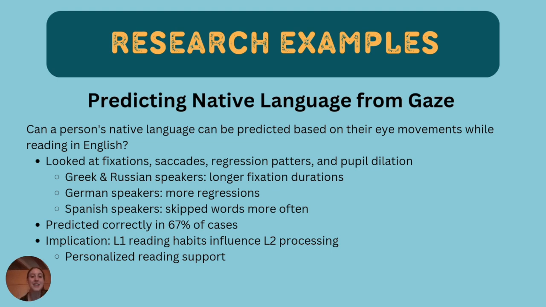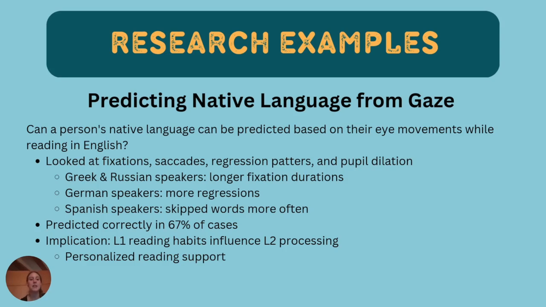So they looked at those things and they found, for instance, that Greek and Russian speakers had longer fixation durations. German speakers tended to have more regressions, and Spanish speakers skipped words more often. That could be, for the Spanish speakers, because there's a lot of cognates between Spanish and English. So by looking at these things, researchers were able to use eye tracking to correctly predict what the participants' native language was in 67% of cases.